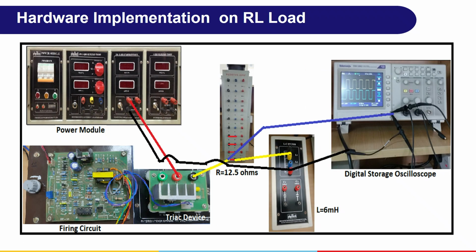Hardware implementation on RL load. For this, a power module, firing circuit, TRIAC device, resistive load with R value 12.5 ohm, and inductive load with L value 6 millihenries are required. In the previous circuit, instead of R, connect R and L in series. Now we'll observe the output voltage waveform in the digital storage oscilloscope.